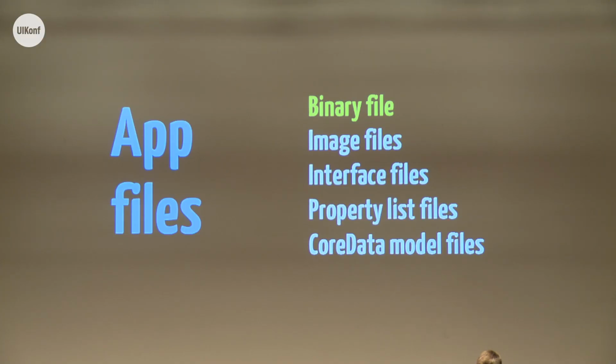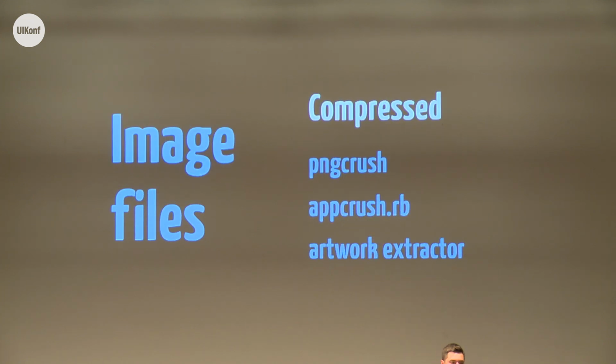First of all, we need to check the internals of the application. Just double-click, show package contents, and we see a lot of files. First of all, binary files, image files, interface files, plist, and Core Data models. I will go through them quickly and show how to reverse them.